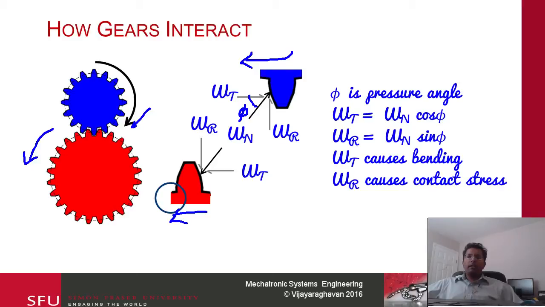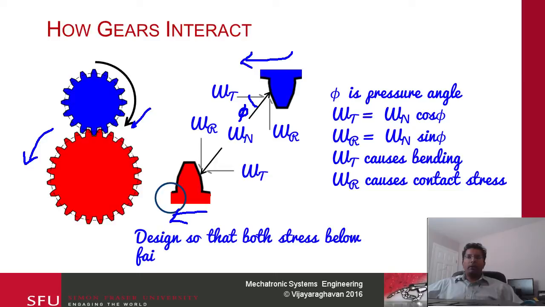So typically we are not really super concerned about the compressive stress. We are mainly concerned about the contact stress. So basically we'll think about design so that both stresses are below failure. So that's the objective of our design process itself.